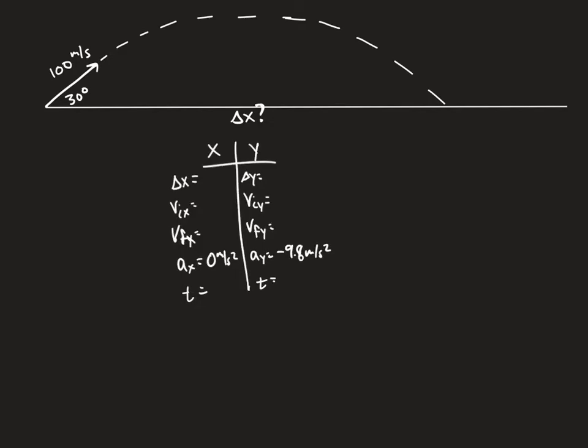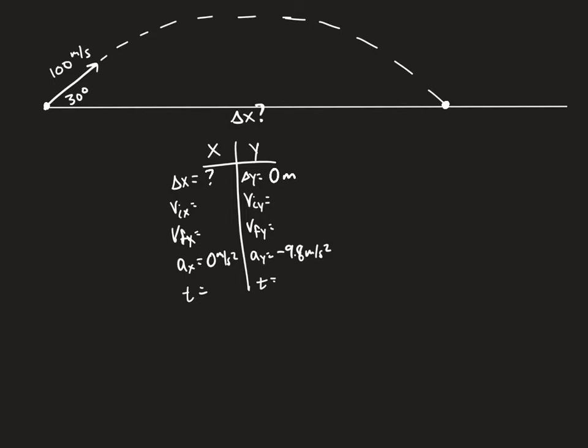And what else do I know in this problem? Well, I know it's starting at ground level and ending at ground level. So in terms of my y position, from beginning to end, it did not end up above or below where it started, so this delta y should be 0. Vertically, its initial and final positions are the same. So we'll say delta y is 0. Delta x is what I'm looking for, so I'll put a question mark there.